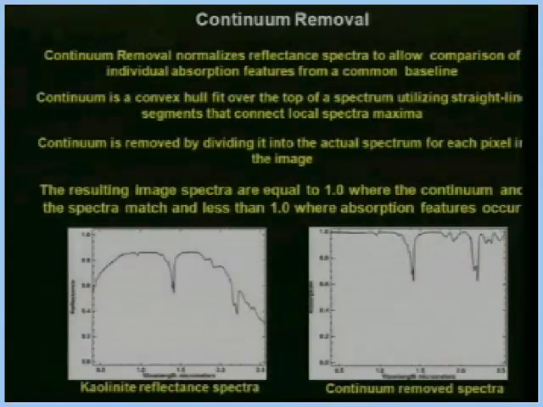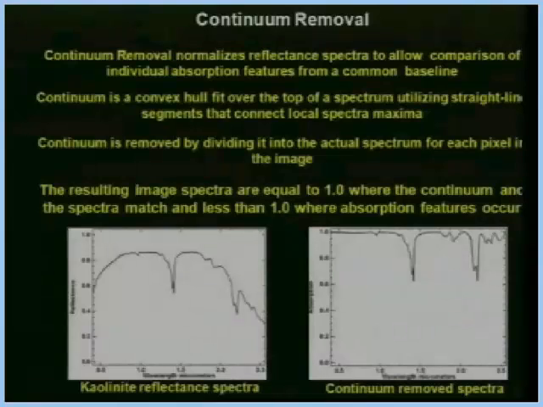it was mentioned that this comparison and depth estimation is performed by doing a continuum removal. Continuum is nothing but normalizing the reflectance spectra to allow comparison of individual absorption positions from a common baseline. Continuum is nothing but a convex hull that is fit over the top of a spectrum utilizing straight line segments that connect the local spectra minima.